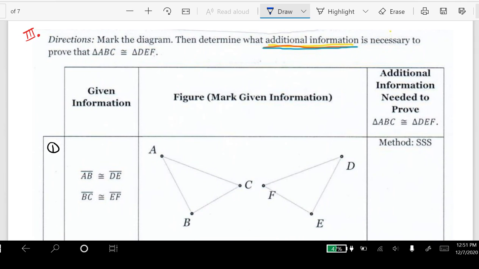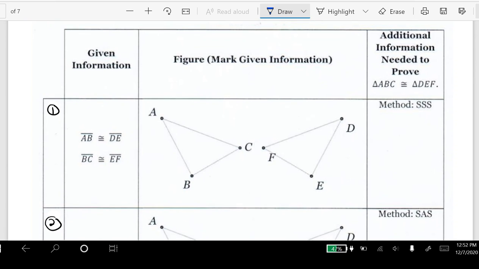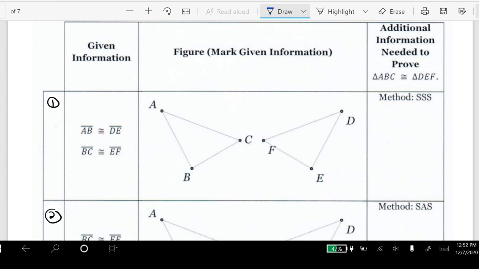All right, so for part 3, the directions say mark the diagram, then determine what additional information is necessary to prove the triangles are congruent. Now, what you'll notice is that it's giving you a specific method that's desired. So when you're determining the additional information that's necessary, you need to determine it for this specific method. So for this one, it's asking you for side, side, side.